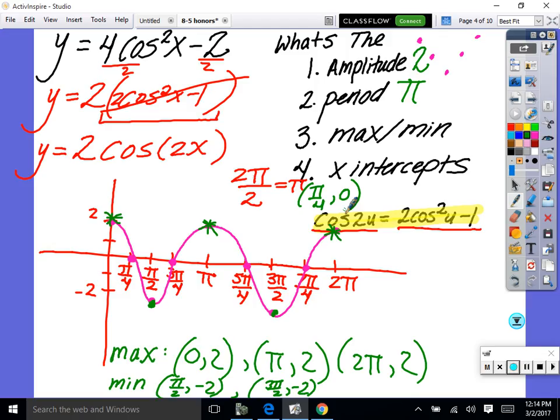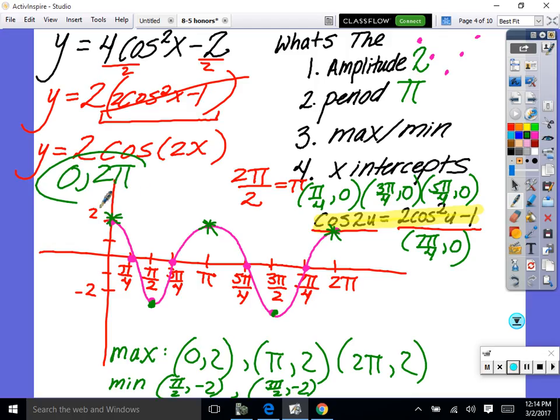And then over 3 pi fourths, our 0 is at 3 pi fourths. Look, you can just look and see where it crosses 0. Another 0 is 5 pi fourths, 0. And that's it. Nope, 7 pi fourths, 0 also. I'm going to write it right here. 7 pi fourths, 0. So now we've listed out all of our x-intercepts on an interval from 0 to 2 pi. So just making sure we understand. It wasn't hard, but it was just recognizing what to do. All good?